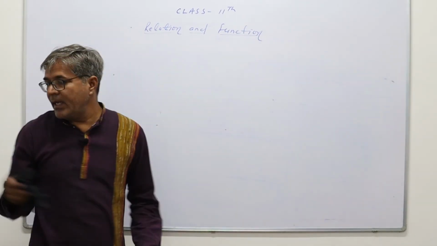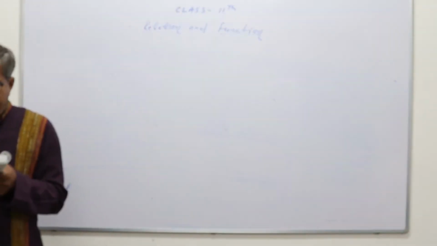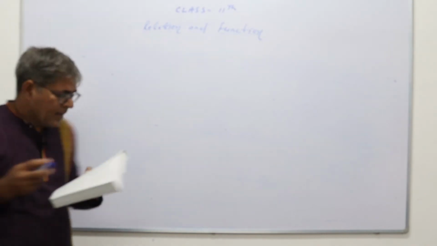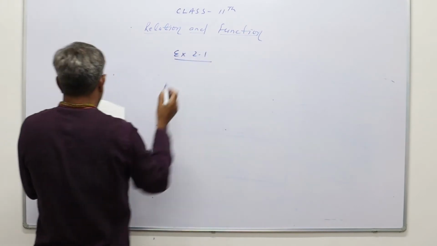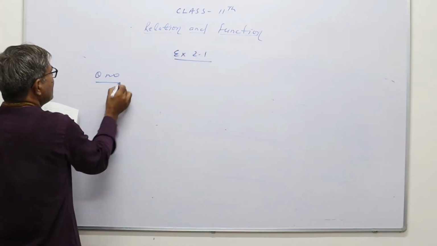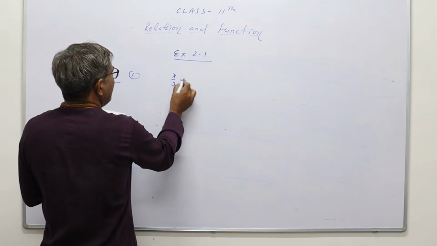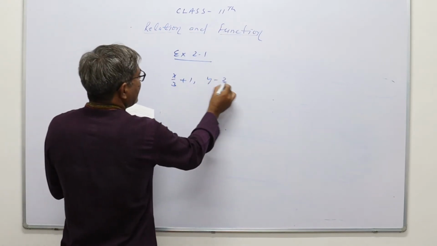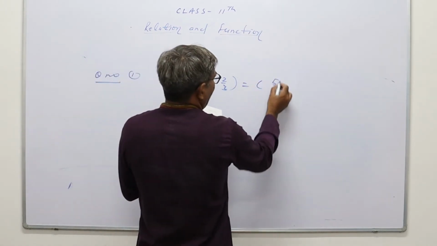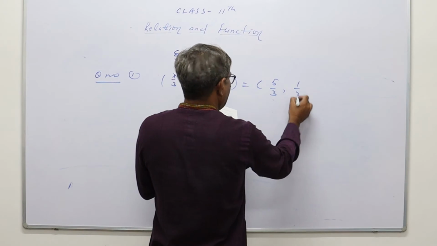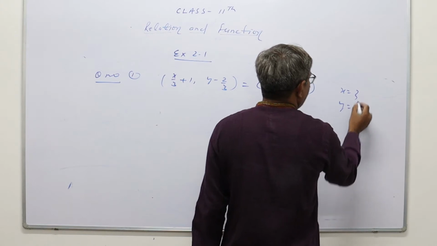So first question, exercise NCERT 2.1, question number first. What is given? If the ordered pair (x/3 + 1, y - 2/3) is equal to (5/3, 1/3), then find the value of x and y.